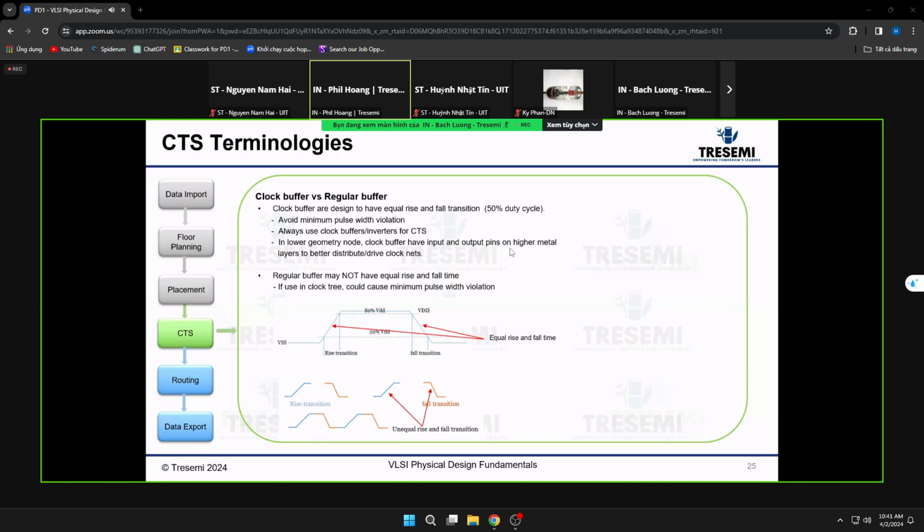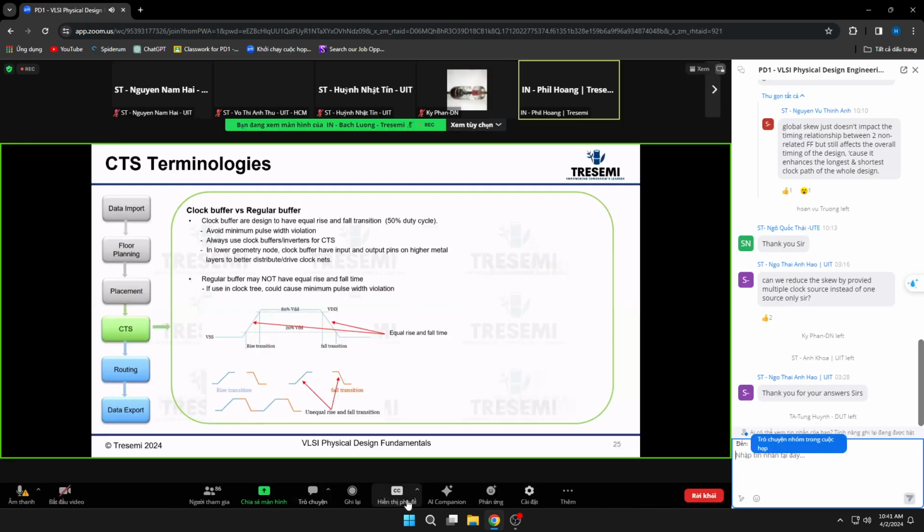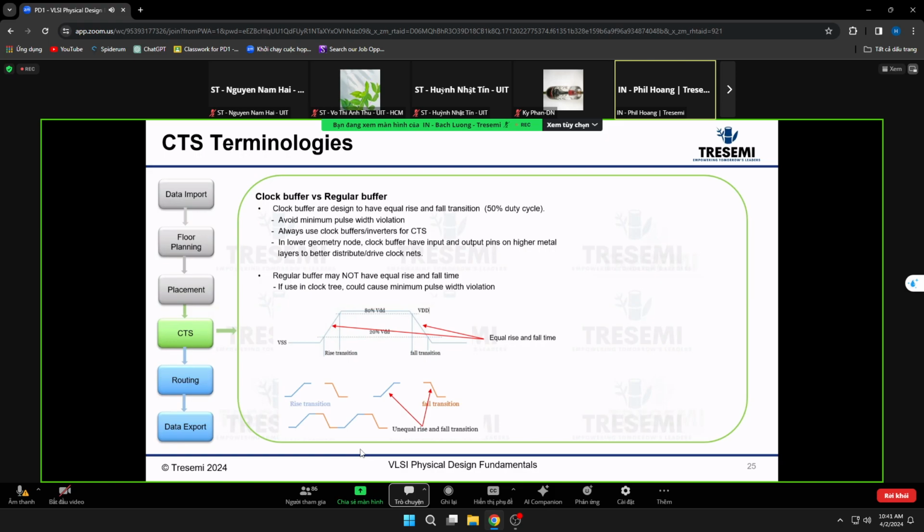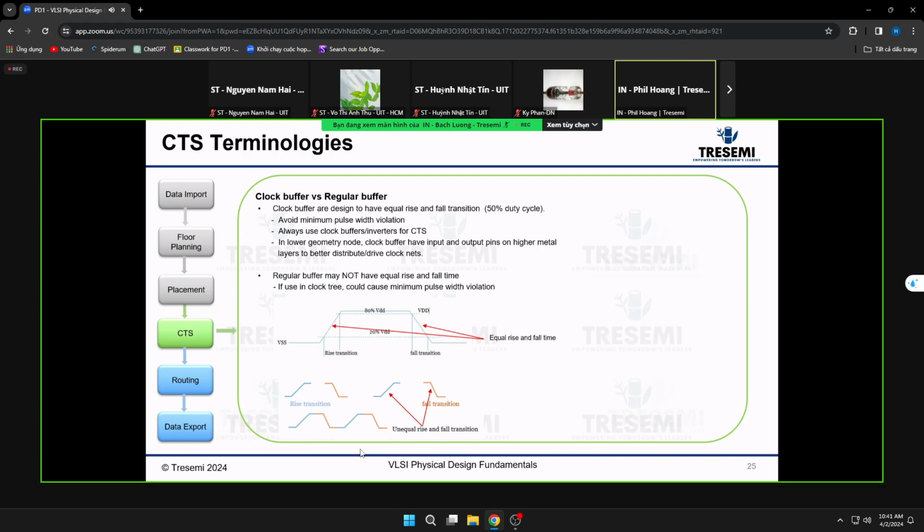And a question for the students. For CTS, you use clock buffers. For timing optimization, which one is better for timing, the clock buffers or the regular buffers? Please put the answer in the chat. Which one is better for timing closure, is faster, and why? Maybe you just say which one is faster.